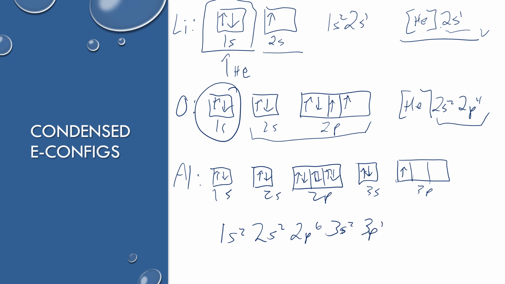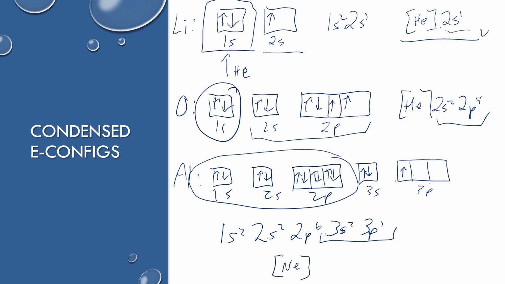Now its first 2 energy levels are completely full. Well, that's just like neon. Neon has 10 electrons, perfectly full. So you can also write aluminum as saying, okay, it's like neon, but it also has 3 valence electrons in addition to neon. So 3s2, 3p1. This is the condensed or the noble gas configuration for aluminum.